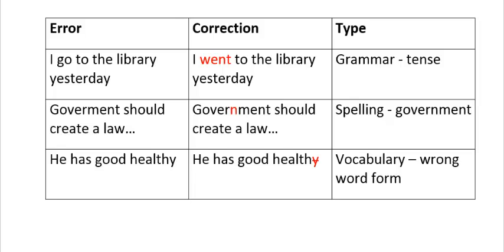So for example, if it was a grammar error, what was it? Was it a tense error? Was it an error with articles? Was it an error with not using finite verbs? If it was a spelling error, what was the word? Write it out correctly. If it was vocabulary, was it a wrong spelling? Was it the wrong word form? Or just the wrong word for that context?